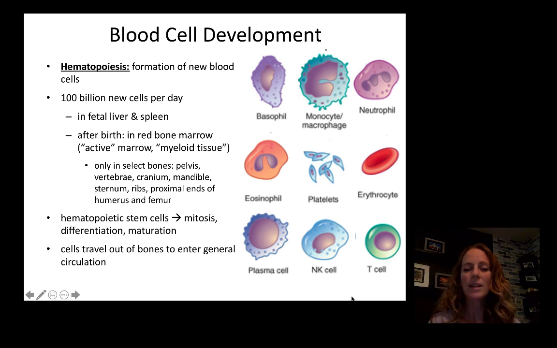Red bone marrow is only in select bones: the pelvis, the vertebrae, the cranium, the mandible, sternum, ribs, and proximal ends of the humerus and the femur. Hematopoietic stem cells, like other stem cells, undergo mitosis, differentiation, and maturation to become the final cell type. Cells will then travel out of the bones to enter the general circulation and the lymphoid tissues.